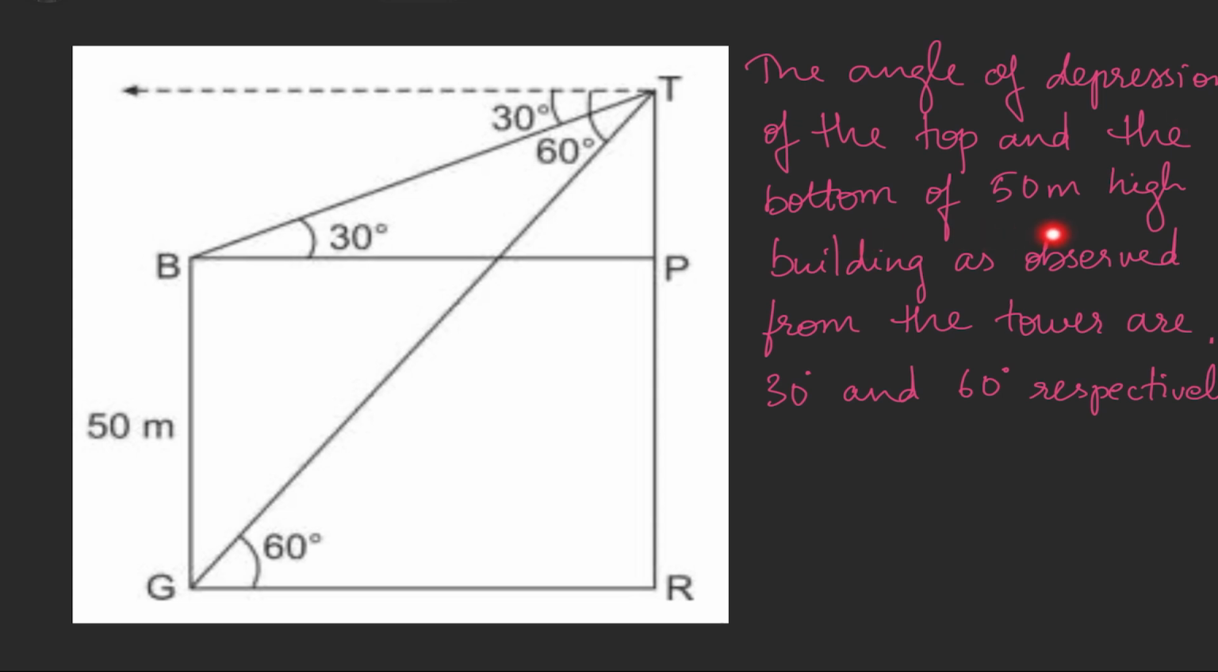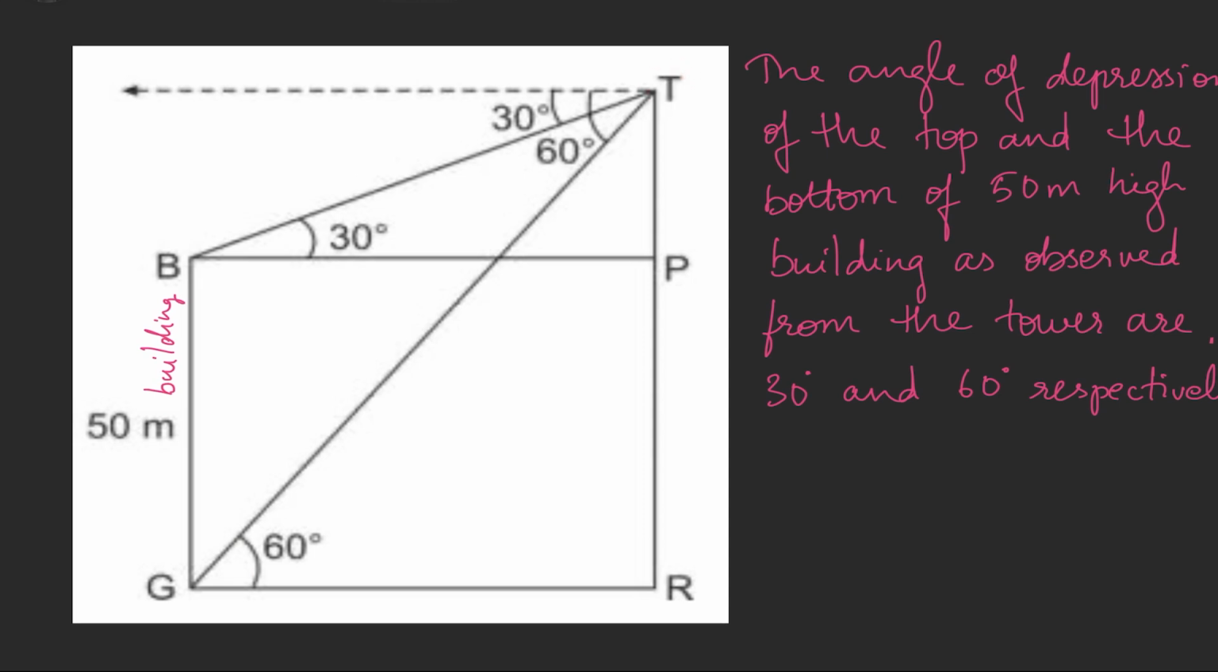So, as per this given question, you will draw this diagram. Now, on observing the angle of depression of the top and bottom of the 50-meter high building, this is the building we have. It is 50 meters high. Since we know it is the angle of depression from the top of the tower, this is the tower, TR, which is definitely, by common sense, taller than the building.